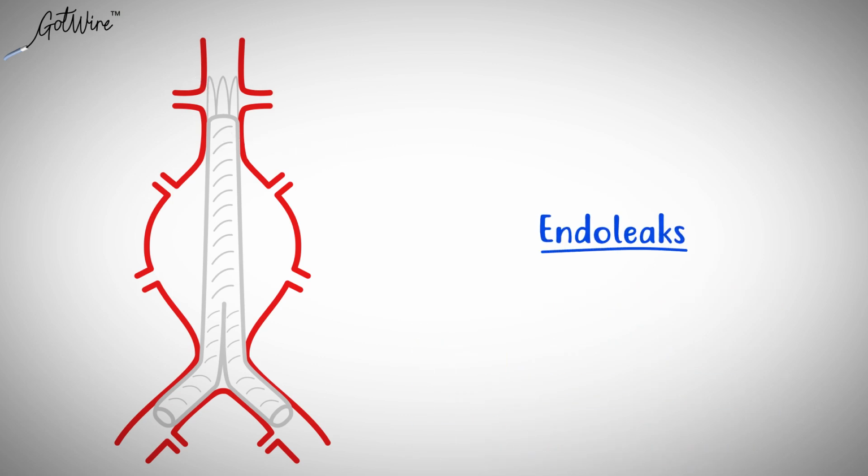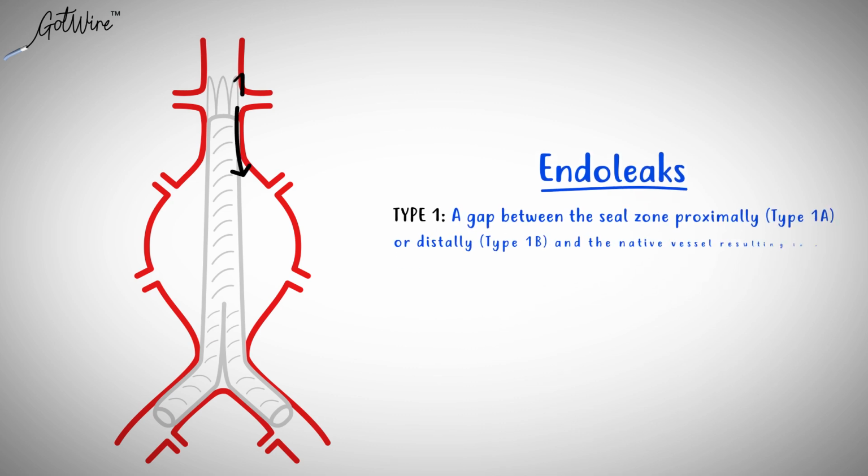Endoleaks have over time been divided into 4 types, with an additional type added more recently, type 5, each with its own unique definition. A type 1 endoleak is perhaps the most concerning for us, and it can be divided into type 1A or a 1B, depending on whether the flow is at the proximal or the distal end between the sealing vessel wall and the graft.